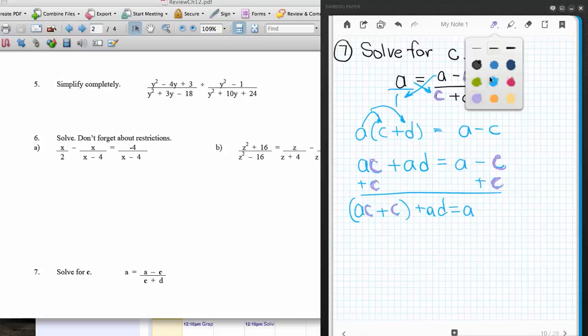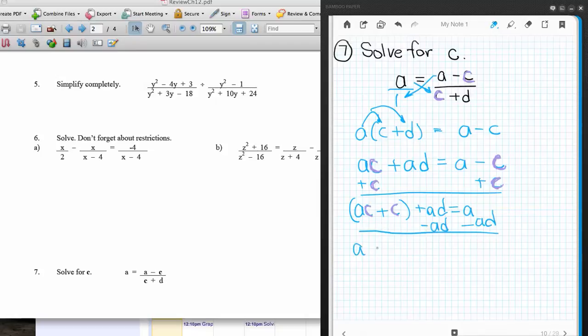And now I need to move the AD over there because that's not like the C terms, so it's just a number. So I have AC plus C, and that's equal to A minus AD. Now I can't add those, remember, but I can take a look at this. The next thing that I want to do, putting some more color in for the C's, is get one single C. Well, the C's have a GCF over here, so I'm going to factor that C out, and that's going to leave me with A plus 1.